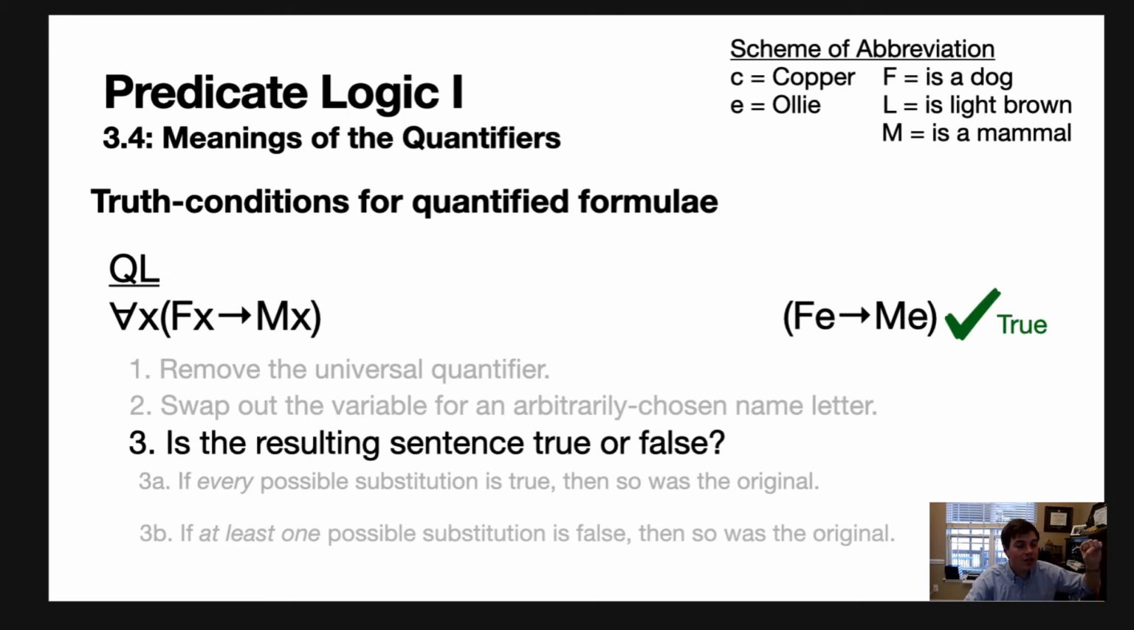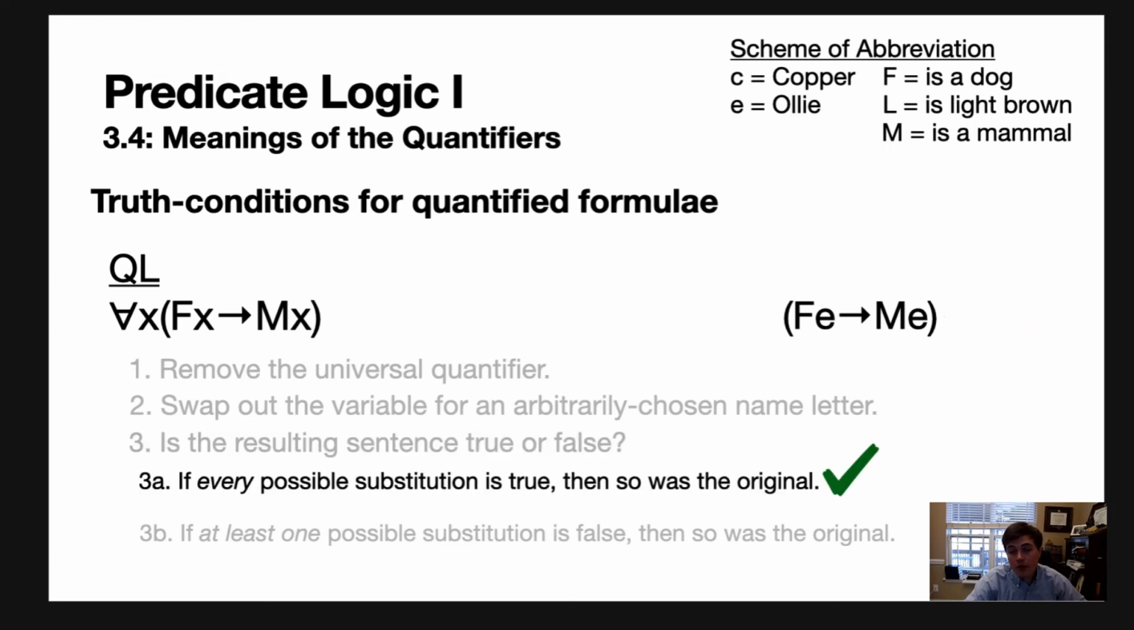And of course, Ollie is, like Copper, both a dog and a mammal. And so both antecedent and consequent are true, so the whole conditional is true. And so it follows that that instance is true, since those were our only two possible instances.